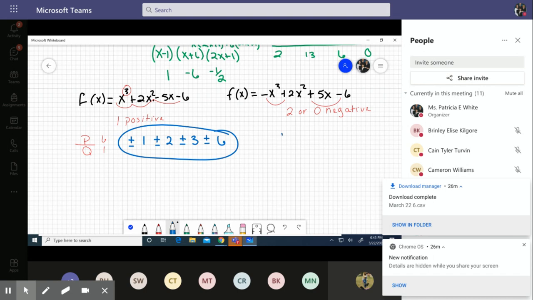So I'm going to say 1 to the 3rd because I'm going to start with my positive 1. Guys, if you want to start with negative 6, start there. That's up to you where you start. I always just start with the easiest one. Plus 2 times 1 squared minus 5 times 1 minus 6. I don't think so. 1 plus 2 minus 5 minus 6. Positive 1's a no-go. What about negative 1?